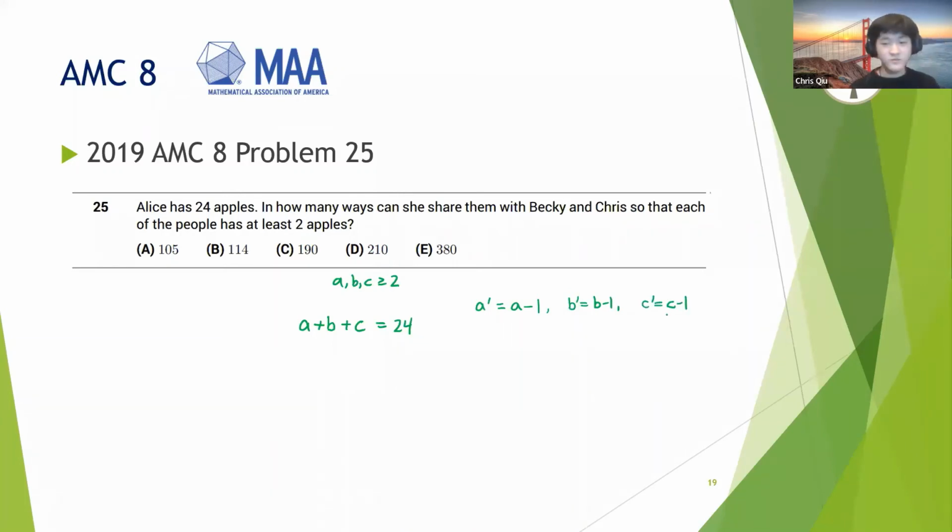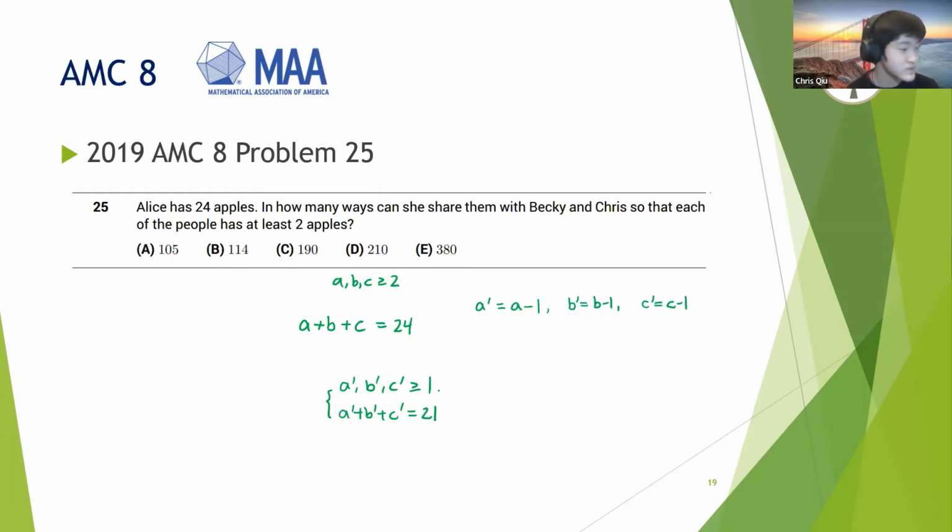So we're going to subtract 1 from all 3 numbers and get our new set of numbers, A prime, B prime, and C prime. Let's rewrite both of these conditions in this new set of variables. A prime, B prime, and C prime are all greater than or equal to 1, and A prime plus B prime plus C prime is equal to 21. Now we can use stars and bars to find the total number of ways we can get A prime, B prime, and C prime so that they're all greater than or equal to 1, and they sum to 21.